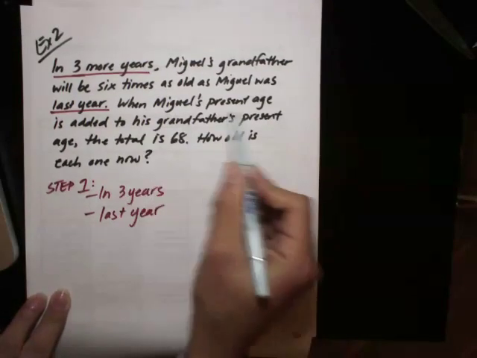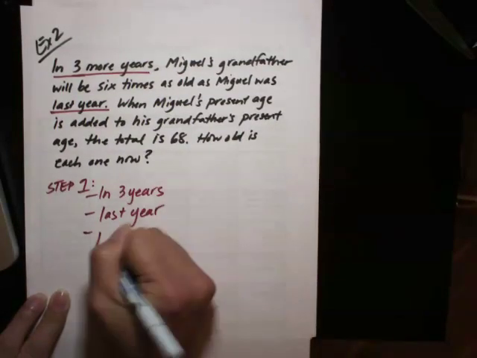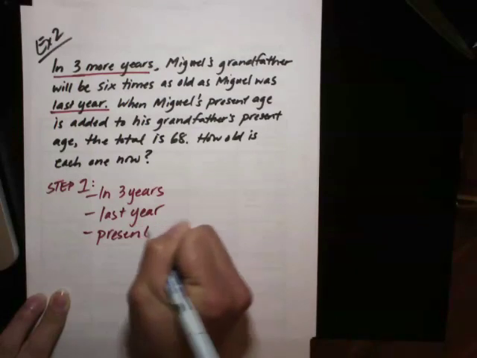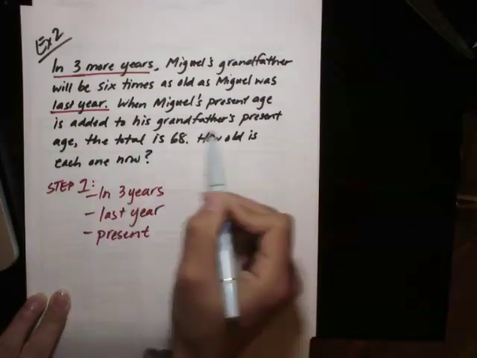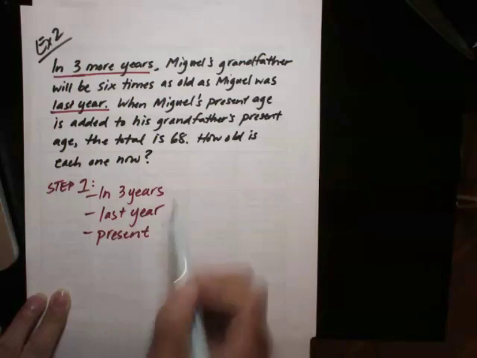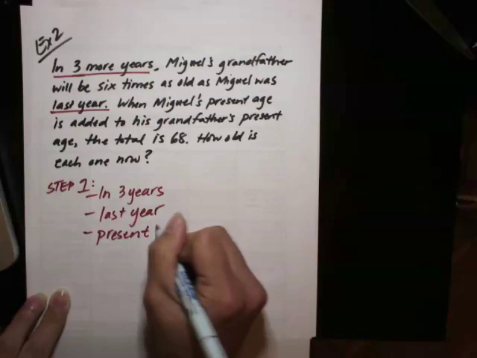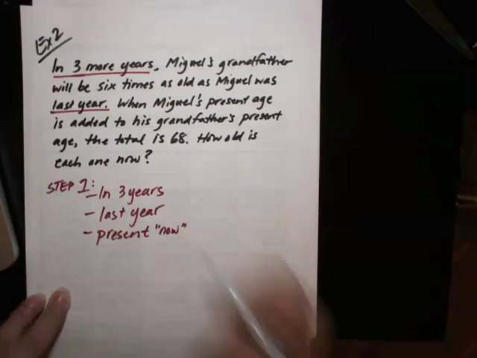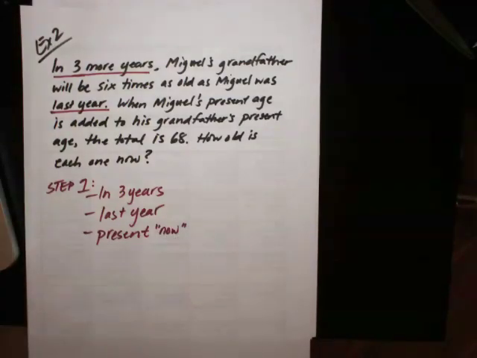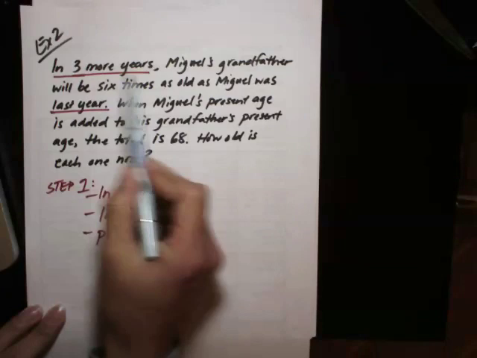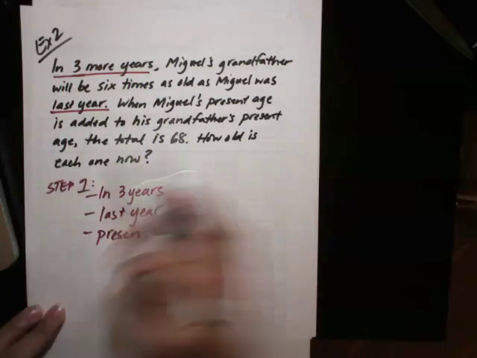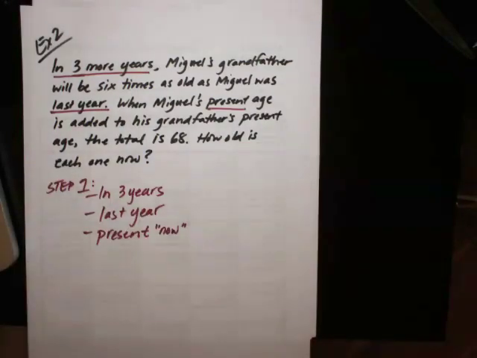When Miguel's present age, so the present is also a time, is added to grandfather's present age. We already have that, the total 68. How old is each one now? And the present is the same thing as saying now. So in this particular example, we have 3 time periods. We have in 3 years, last year, and also the present.